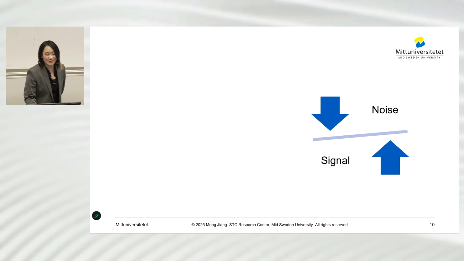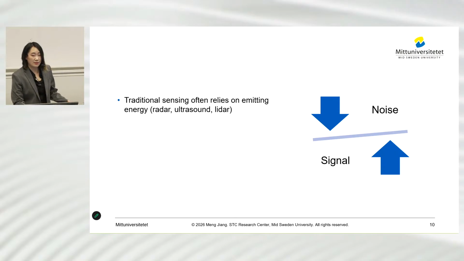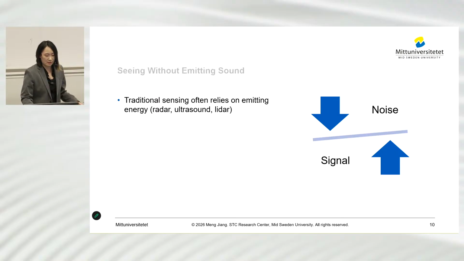A lot of people might answer noise. Of course, signal-to-noise ratio is a very important aspect to consider when conducting a measurement. But what if we could use the noise somehow? Traditional sensing often relies on emitting energy, such as radar, ultrasound, and LiDAR, and they can achieve localization tasks under the umbrella of environment sensing. So the question is, can we do it the other way around in the acoustic field? This is when the idea comes out: seeing without emitting sound.